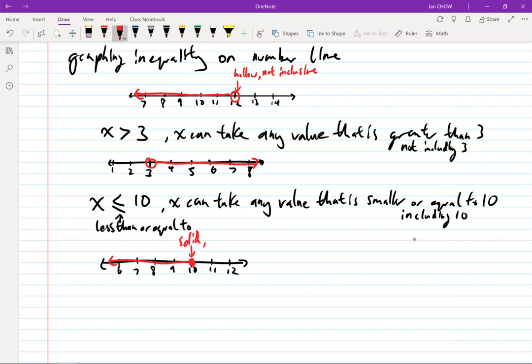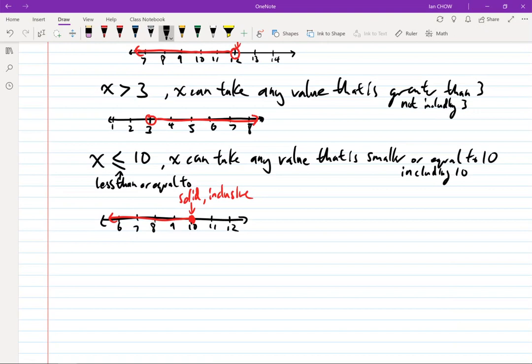Solid means inclusive. It includes the value itself. And so now we have our last example. Let's say that x is greater than or equal to, we haven't done any negative numbers, so I'm going to go into our negative numbers over here. Let's say that x can be greater than or equal to negative 5 as an example.